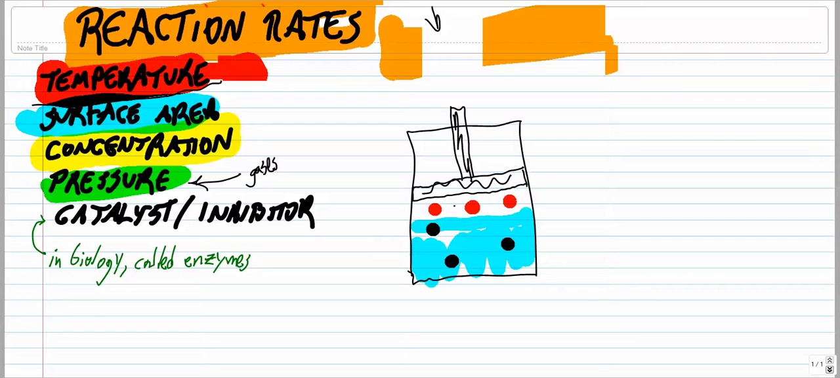By pushing this down, by taking the pressure up, I've made it so these particles have a much, much higher chance of interacting along this surface here. So if I take the pressure up, the chances are much higher that my reaction rate is going to go up. Likewise, if I took the pressure down, then you would think that the reaction rate would go down. And that is pressure.